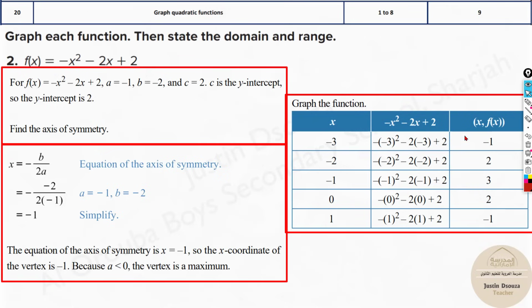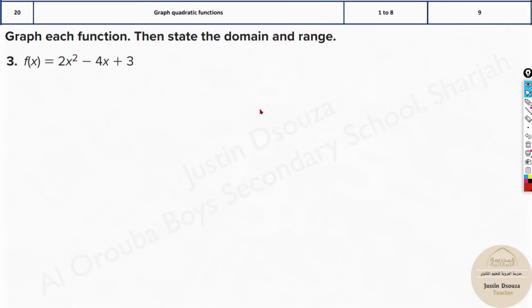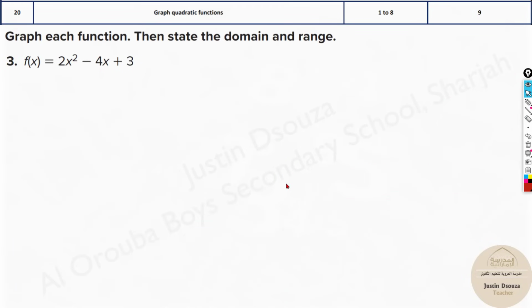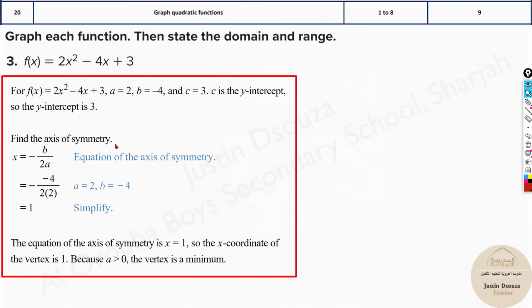If it was plus, it would open upwards. It will be greater than or equal to. So here we have the domain and range. Please do solve all these problems. It's very simple. See over here for the vertex, it's -b. This minus is there, again minus is there, it'll be positive, final answer.